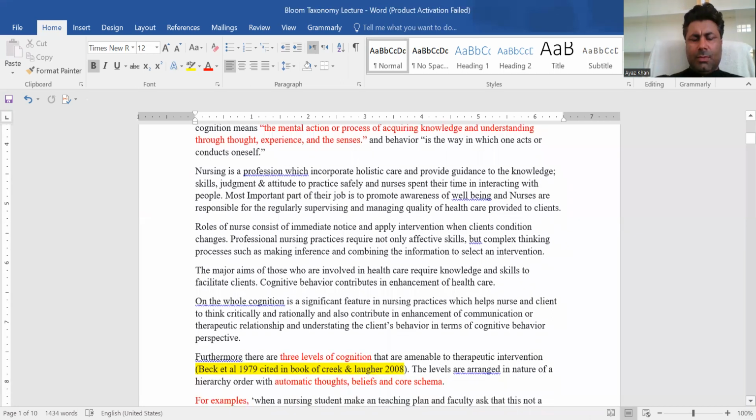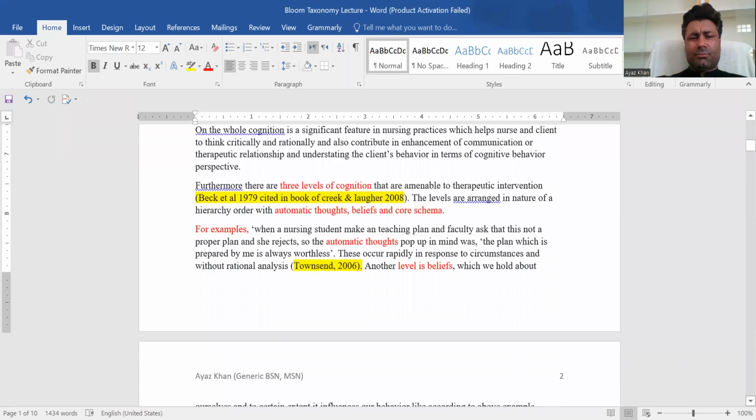Now, as a clinical instructor, to understand further, there are three levels of cognition. And as a practical nurse practitioner, when you plan the therapeutic intervention for your patient, you also have to go through these three major processes, that is called automatic thoughts, the beliefs, and the core schema.